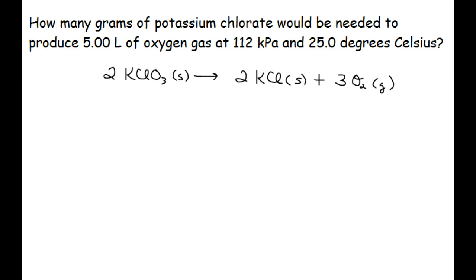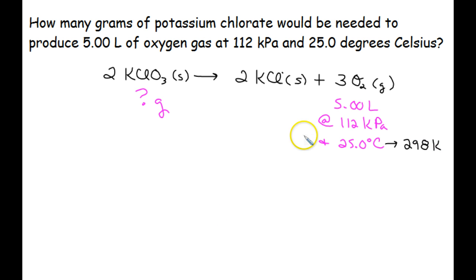In this particular problem, we are looking for the number of grams of potassium chlorate that would be needed to produce 5 liters of oxygen at 112 kilopascals and 25 degrees Celsius. Now, our units don't look too bad to begin with, but of course we always want to change our temperature to Kelvin. Okay, and we're starting from a volume.